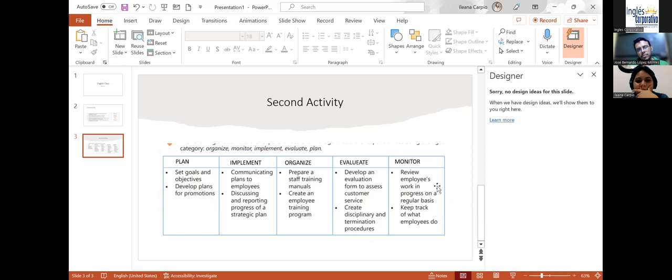I have a doubt. For the second one, keep track. Yes, it's part of the monitoring. I got confused. You have to watch for them. What are they doing, so they don't make mistakes? Yeah, it is correct.